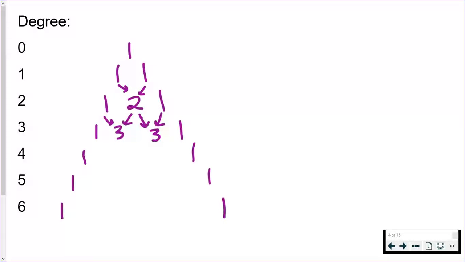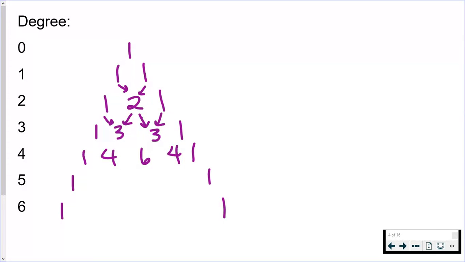And this is the same pattern the entire way. So now I've got 1 and 3, that equals 4. 3 and 3, that equals 6. 3 and 1, that equals 4. So this will always be symmetric. Once you get towards the middle of the triangle, you're going to repeat the pattern backwards to get to the end of that row.